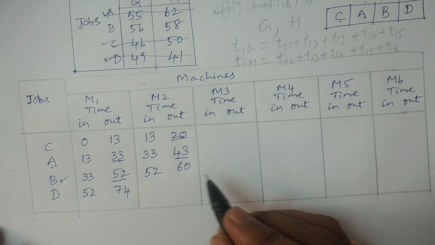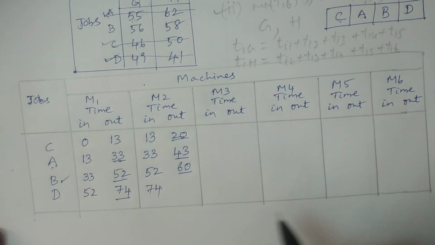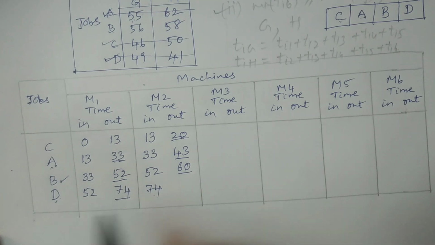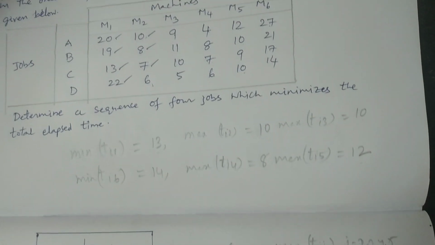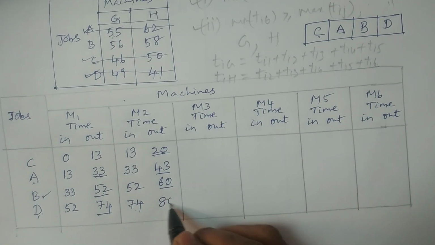And 60 and 74, the maximum is 74. And 74 plus the processing time of job D on machine 2. You refer, for machine 2, job D is 6. So therefore 74 plus 6 is 80.